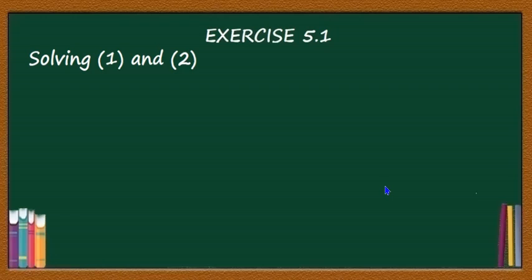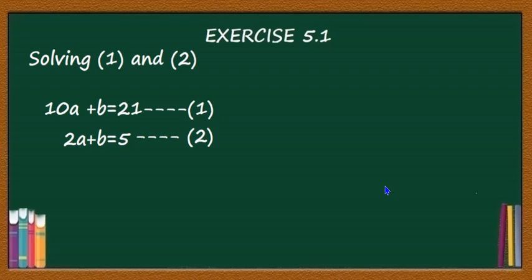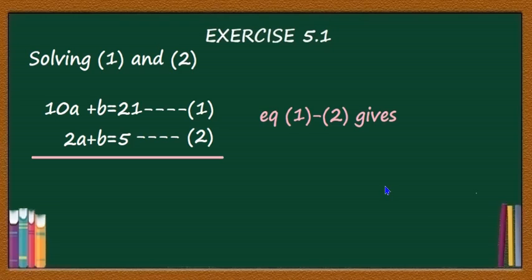And solving equation 1 and 2, what is 1? 10a plus b is equal to 21, and what is 2? 2a plus b is equal to 5, and just equation 1 minus equation 2, you will get b gets cancelled. 10a minus 2a is 8a, 21 minus 5 is equal to 16, and a is equal to 16 by 8, and that's equal to 2.